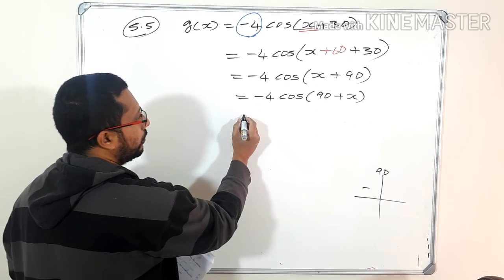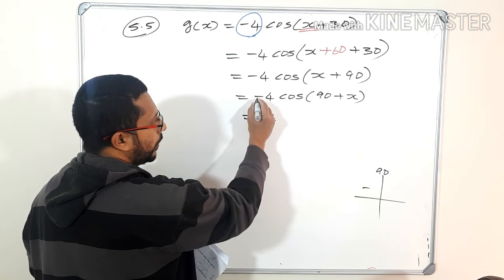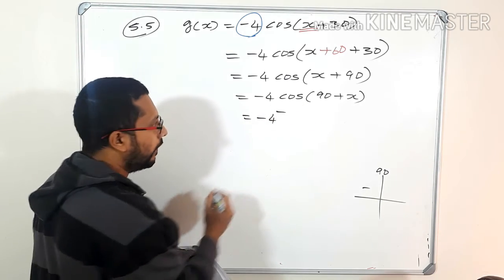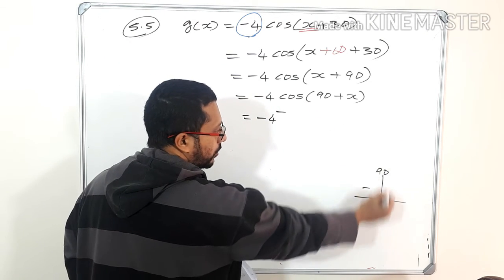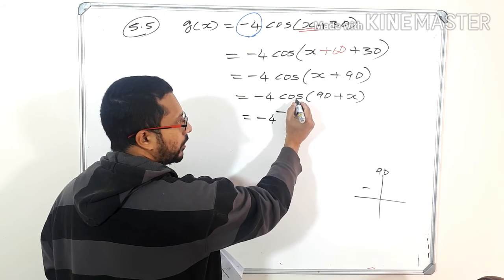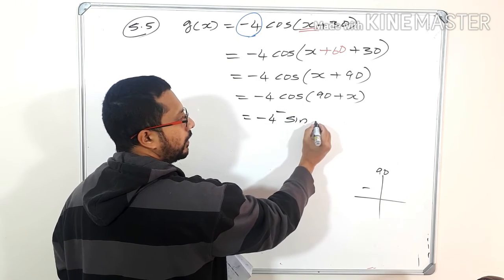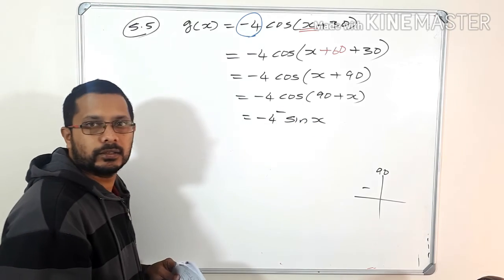So what must I do? This is minus 4, this minus is this one, but here we got minus, okay, since it is based on 90, you have to change its cofunction. What is a cofunction of cos? It is sine, then it is x, okay.